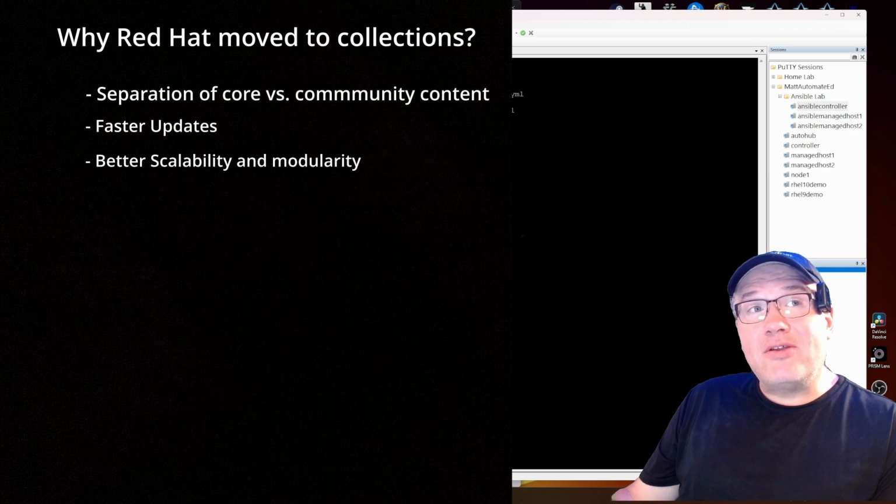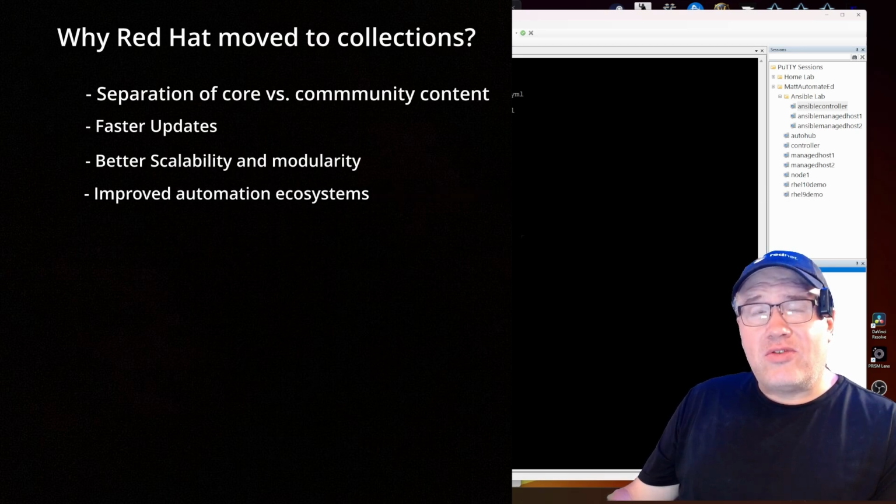Another reason is better scalability and modularity. As Ansible grew bigger and bigger, the one big monolithic structure just couldn't scale. Collections promote modular design, allowing teams and vendors like AWS and Cisco to publish and maintain their own integrations. It also improved the automation ecosystem. It enabled Ansible Automation Hub and Private Automation Hub, where content is curated so that it can be versioned and trusted for enterprise use.